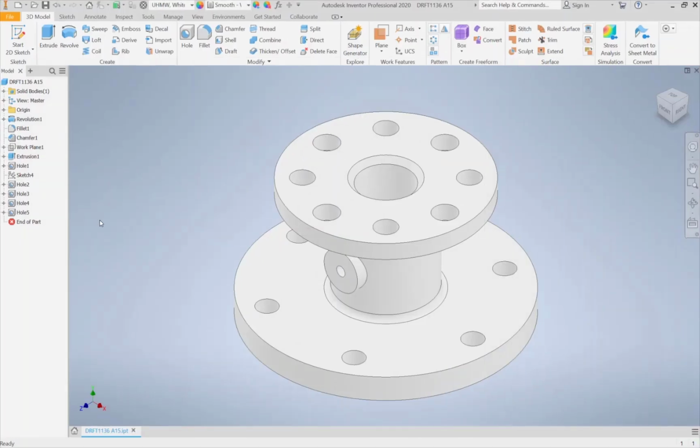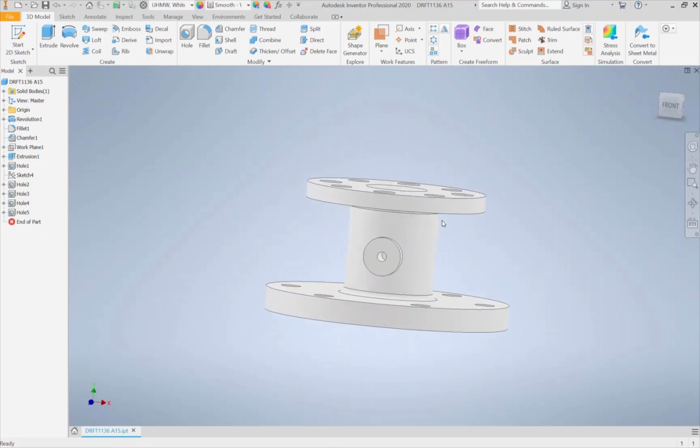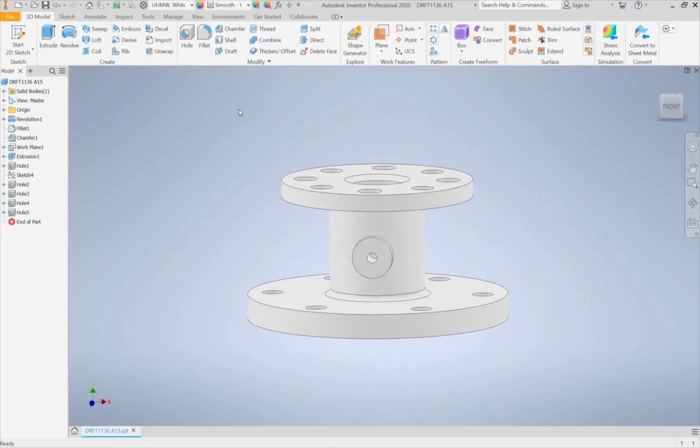So I've drawn this up for you in Inventor so that you can get a feel for what it looks like in 3D. So here it is. Here is the top flange, and this is the bottom flange. And you can see here that we can pass fasteners such as nuts and bolts through these holes. That's their main purpose.